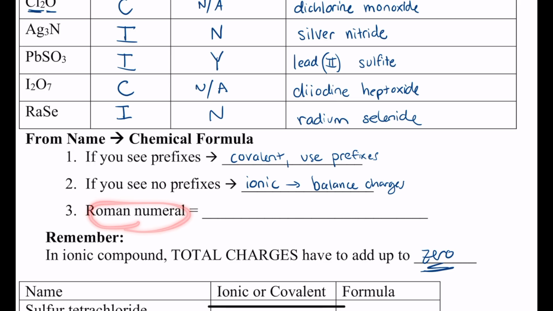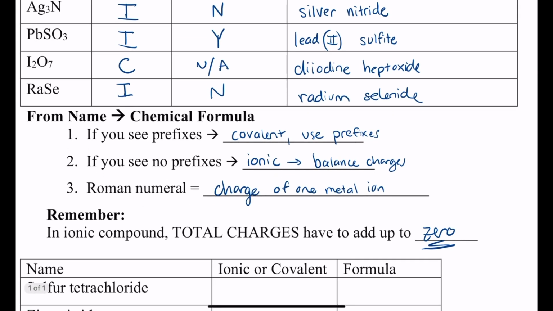If you see that Roman numeral in your compound, don't forget this is not the number of metal that you have. Never get that confused. That's the #1 mistake students make with these. This is the charge of one metal ion. Okay, not the total positive charge, not the total metal charge. It's just if you had one of those metal ions, what does the individual metal ion's charge have to be? For instance, if I have Cu2O, then in this example, we know that oxygen has a 2 minus charge.